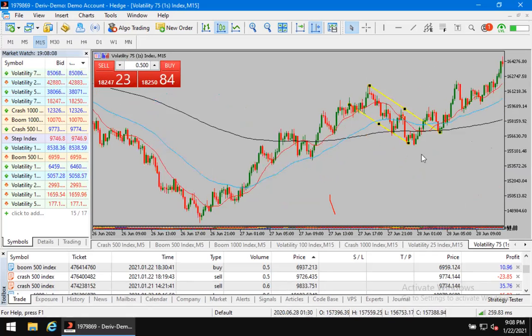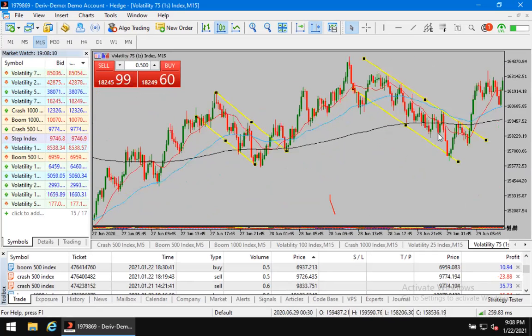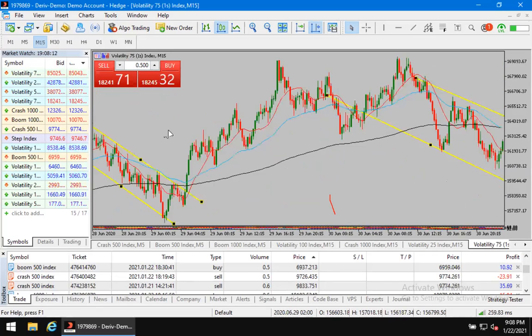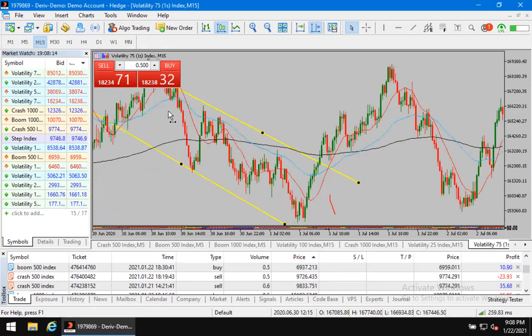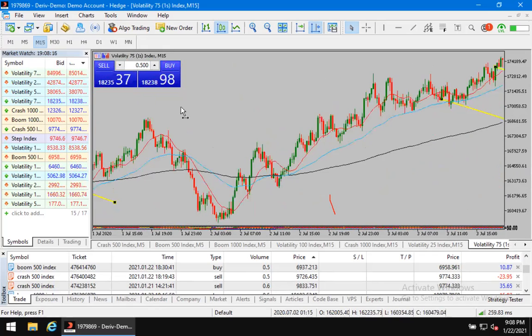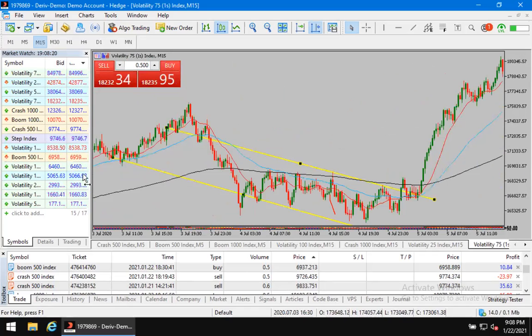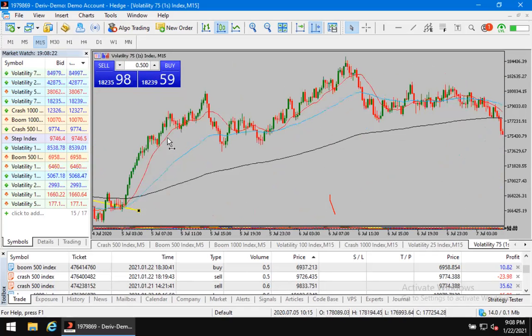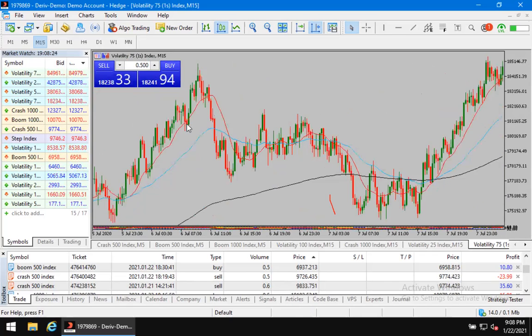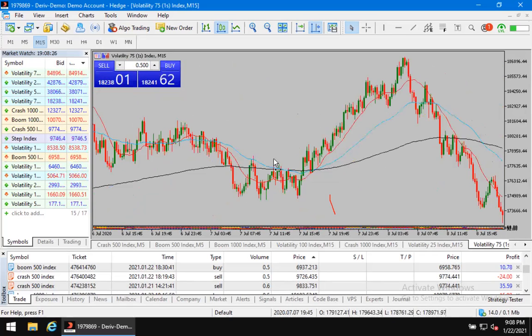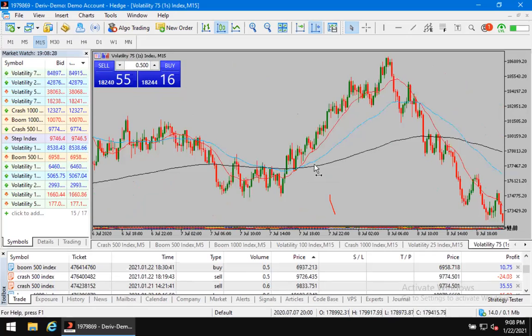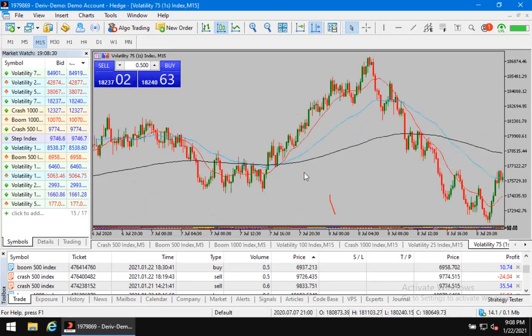Now you get a flag, you get a flag, you get a flag. You are going up. Remember, this is an uptrend. You get another flag. Why is this uptrend not ending? It must end. And then you get flags here. And then you end your uptrend market with another head and shoulders pattern. This is your shoulder, this is your shoulder, this is your head.